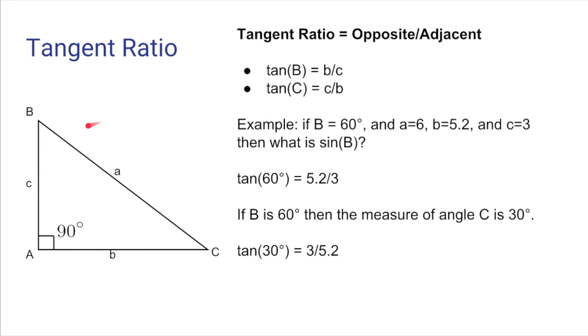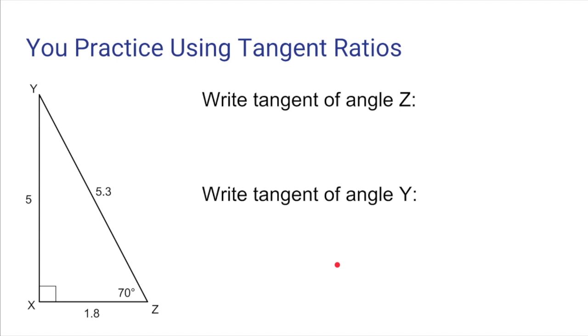Okay, then again I have the example. If B is 60 degrees, and we have the same lengths as before, then we write that as B over C, which is 5.2 over 3. So tangent 60 is equal to 5.2 over 3. And same thing here, if this is 60 degrees and this is 30 degrees, tangent of 30 degrees is the length of the opposite side divided by its adjacent side, so it's 3 divided by 5.2. Okay, again, using the same triangle, I want you to write the tangent of angle Z and the tangent of angle Y.